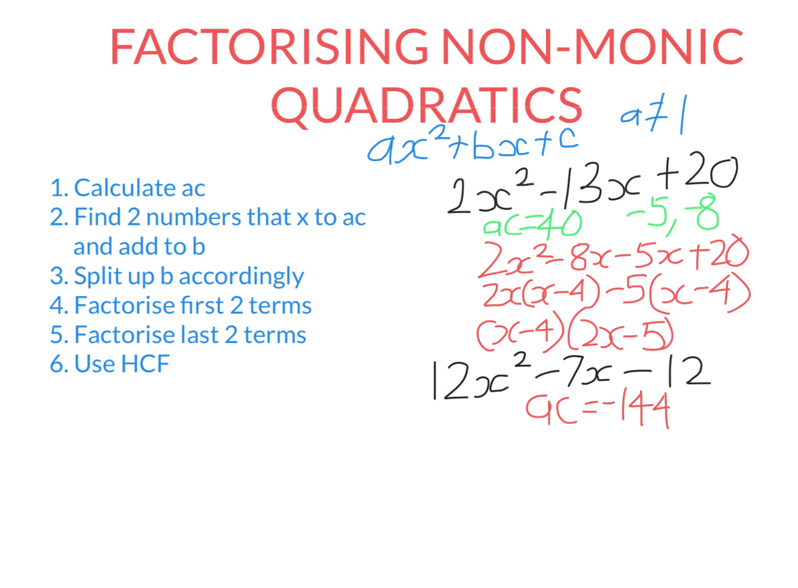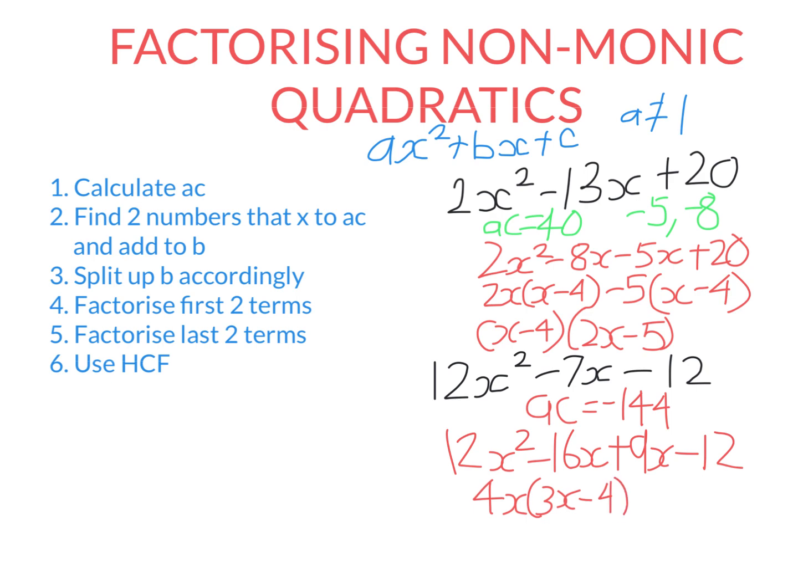Going through factors of 144, 12 and 12 won't work, but 16 times 9 is 144. So what we do is we are going to split up the middle term as negative 16x plus 9x. So the reason that we chose those 2 numbers, negative 16 and 9, is because negative 16 plus 9 is negative 7. Negative 16 times 9 is negative 144. So now I factorize the first 2 terms. They have a common factor of 4x. So 4x times 3x gives 12x squared. 4x times negative 4 gives negative 16x.